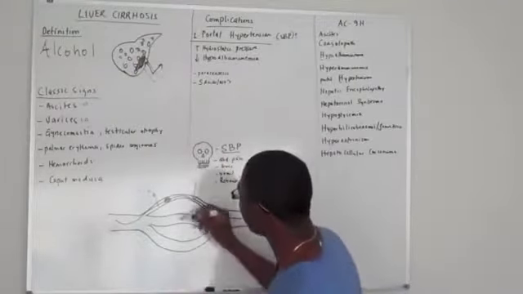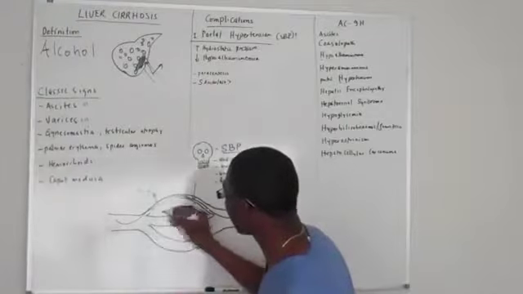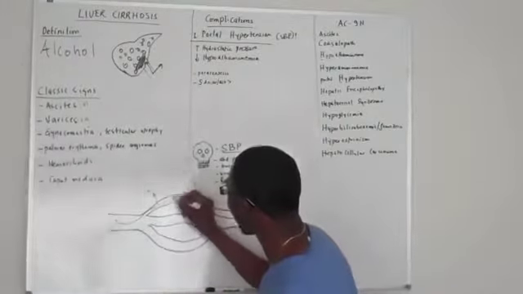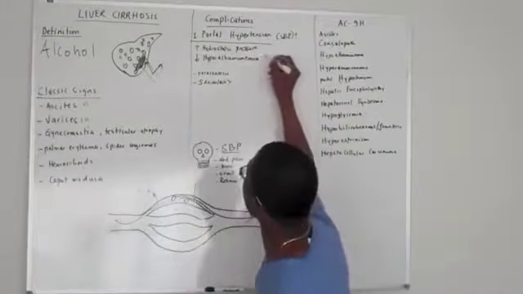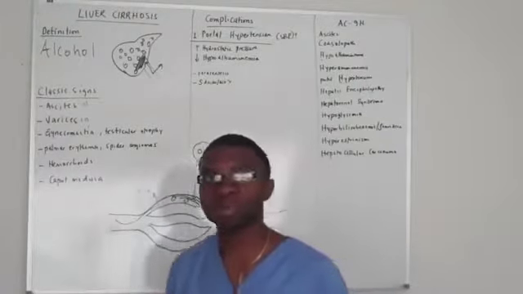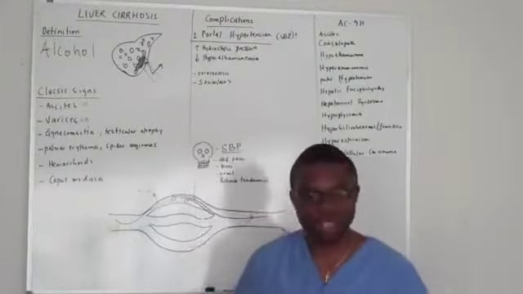So if there's no albumin, obviously what were we looking at? A decrease in the oncotic pressure, right? We call that hypoalbuminemia, right? Because there's no albumin.